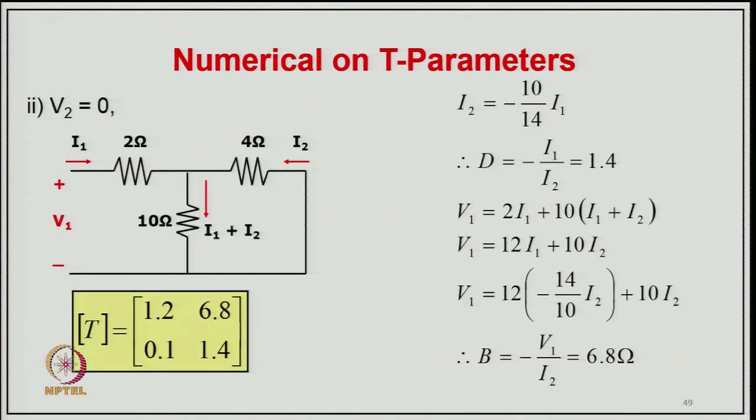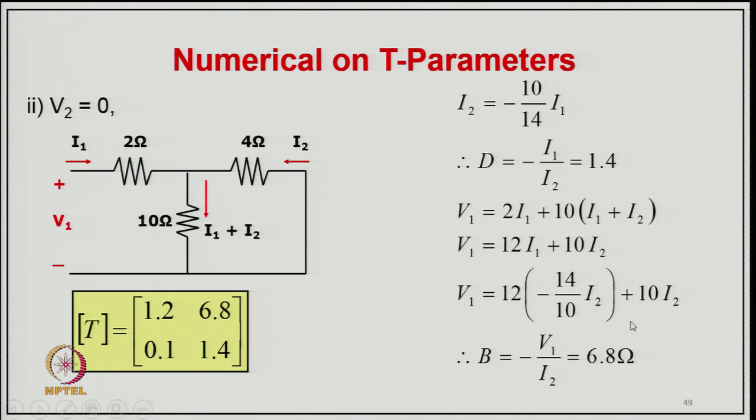And now keeping the input open and output shorted, that is V2 equal to 0. So, we can find out now the relation between the other parameters. Here we can say I2 equal to minus 10 by 14 I1. So, the D parameter is minus I1 on I2, that is 1.4, and the other equation is V1 equal to 2 I1 plus 10 I1 plus I2, or V1 equal to 12 I1 plus 10 I2, or V1 is 12 minus 14 by 10 from the previous equation.